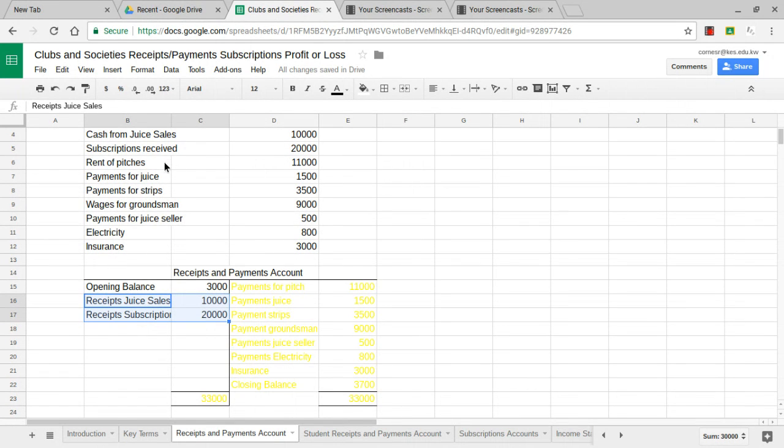The remainder of these transactions are things like rent of a pitch, that's where we're paying money out, payments for juice, paying money out, payments for strips, paying money out, groundsman wages, payment for juice seller, electricity, and insurance, all things that we pay money out. So thinking of this as a cash book, they will all go on the credit side because although they're expenses, we're looking at what happens to the cash, and the cash is reducing, we're reducing an asset, and therefore we put all those entries on the credit side.